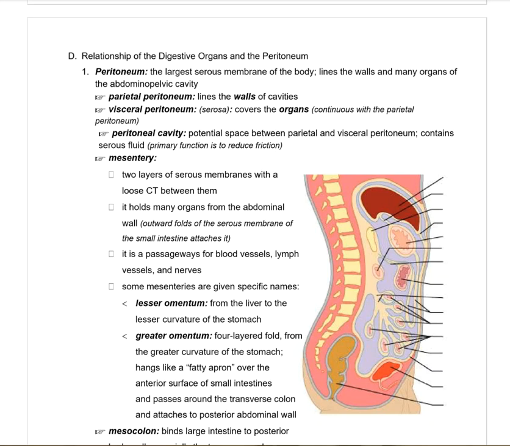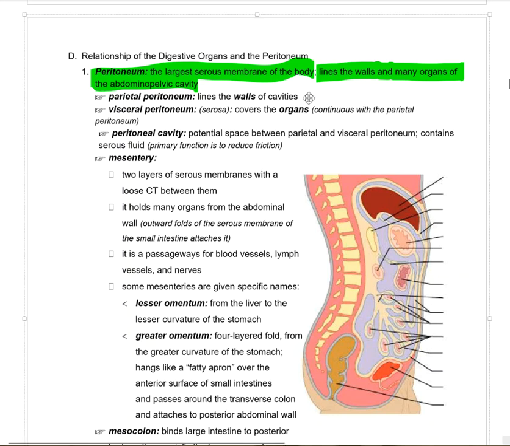Let's see. We will continue on here and just do the next couple pages. We'll see how far we can get. But we want to talk about the relationship of the digestive organs and the peritoneal cavity. So if you remember, the peritoneum was the largest serous membrane of the body. And this is where all of the abdominal cavity organs were, right? And we have a parietal peritoneum and we have a visceral peritoneum, right?